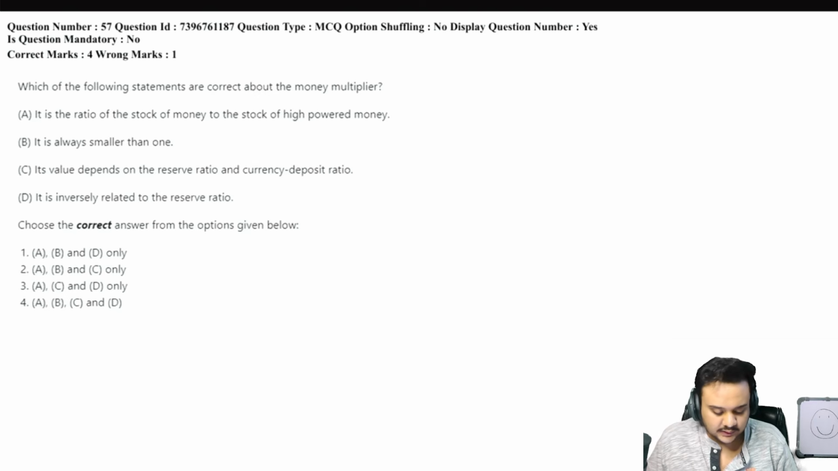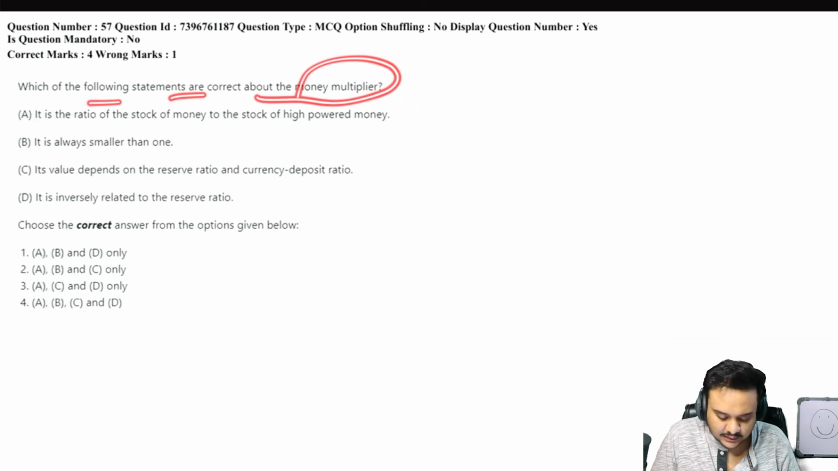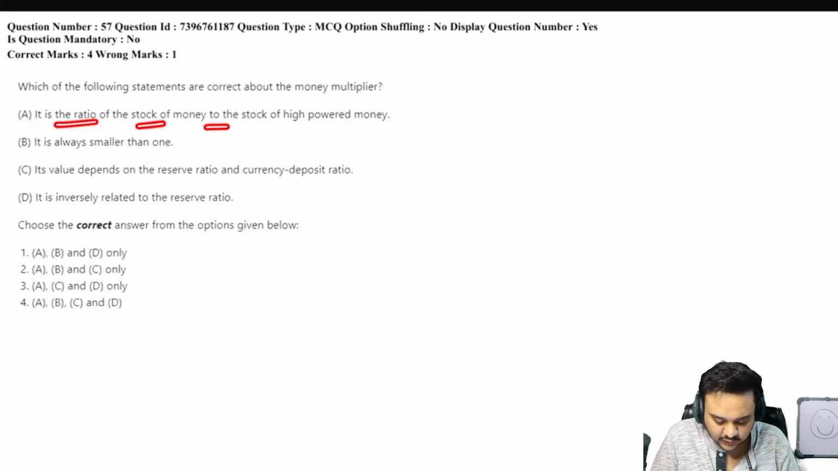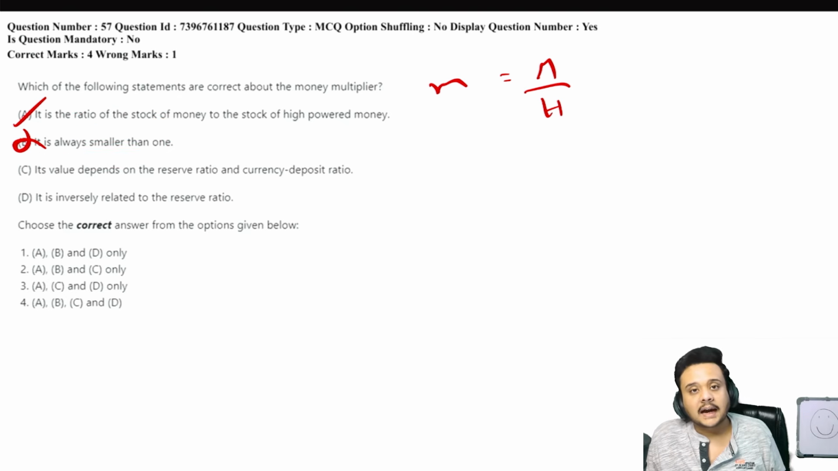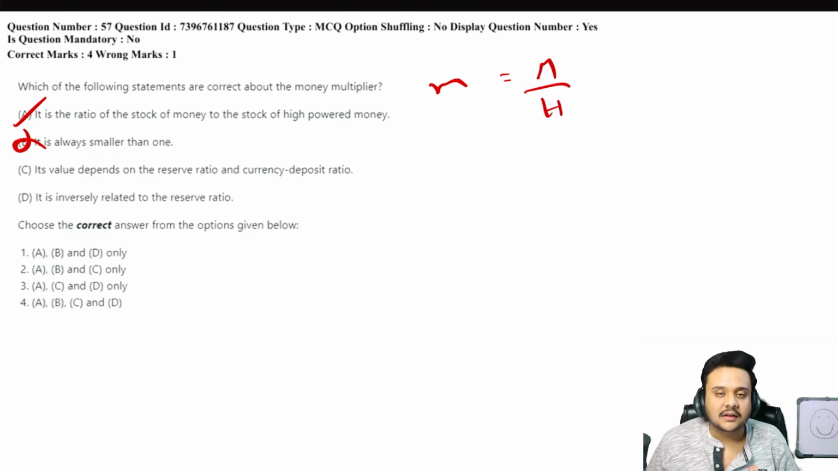Then the next one says, which of the following statements are correct about the money multiplier? It is the ratio of stock of money to stock of high powered money. How do you write the money multiplier? M upon H. H is high powered money. This is money supply. So this is right. Then it is always smaller than 1. Yeah, you can answer this most logically. If the money multiplier itself is lesser than 1, there will be no money creation. Money creation is only because the multiplier is always like 3 or 4 in value, even in the numerical examples that we take.